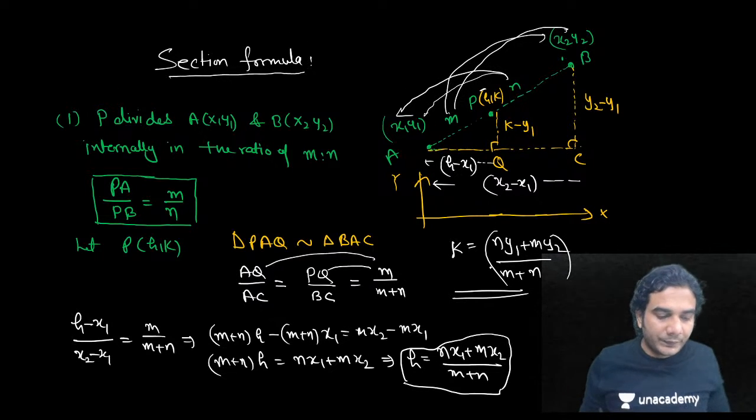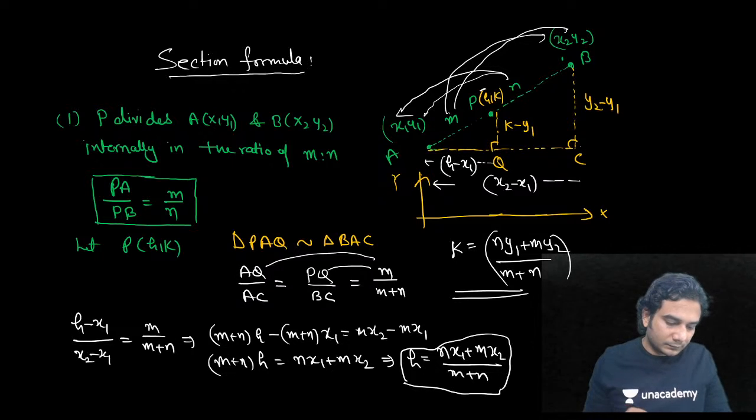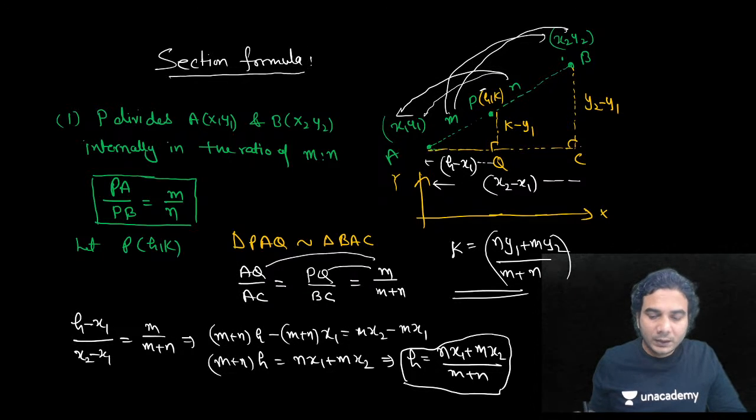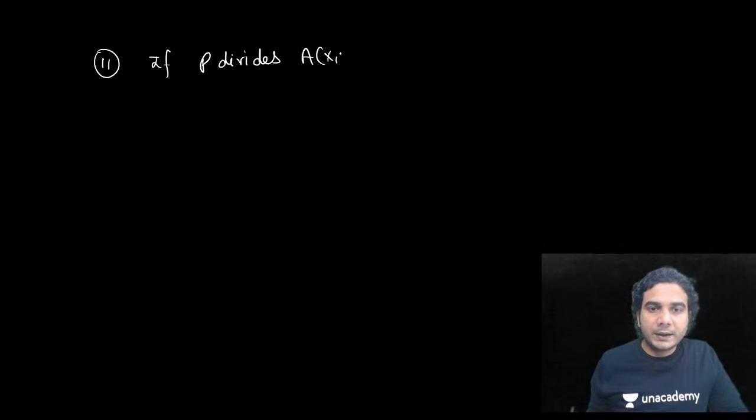Okay, in this way you can find the coordinates of a point which divides any line segment internally. Okay. Now I'll tell you the external division. So let's take the second case, if P divides A and B, A means x1, y1 and B means x2, y2.